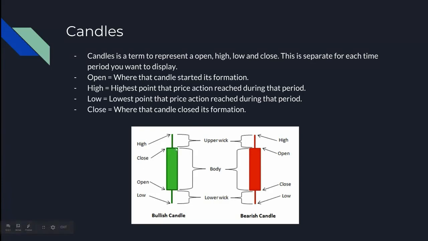Now what do these lines and this big square rectangle indicate? So this is the body. The body always indicates the open and the close. Now the green and the red determine in which way it opened or closed. If you notice, the bullish candle here opened at the bottom and closed at the top. That means it's bullish. So it opened low, closed high. That means price action moved upwards, which indicates a bullish candle.